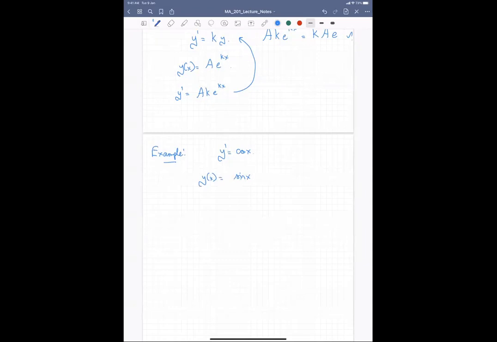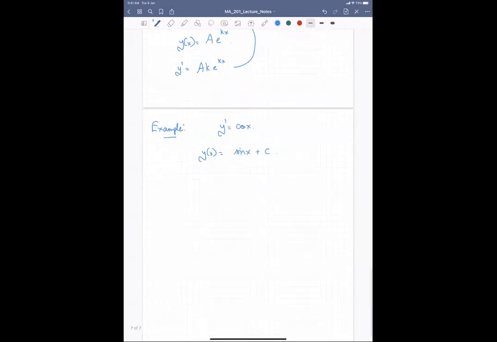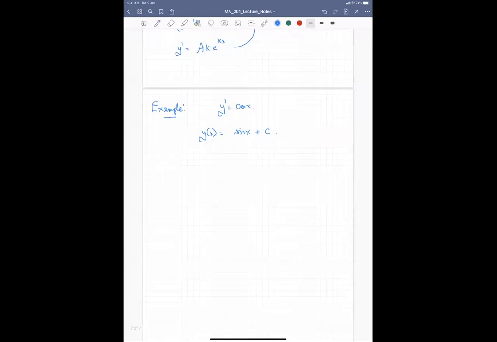But that is not the most general solution. I can add an arbitrary integration constant, plus c. Why? Because since c is a constant, differentiating this doesn't affect c at all. So any additive constant added to sine x is also a solution of the parent differential equation. So if I plot my solution, this is x and this is y. If I put c equal to 0, of course, I get the familiar sine curve, right?